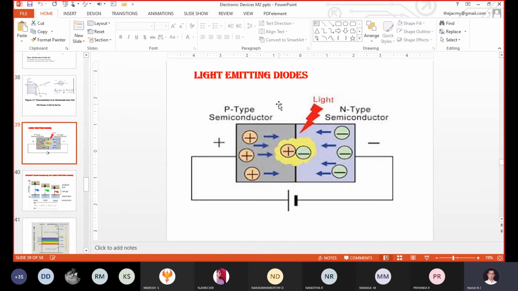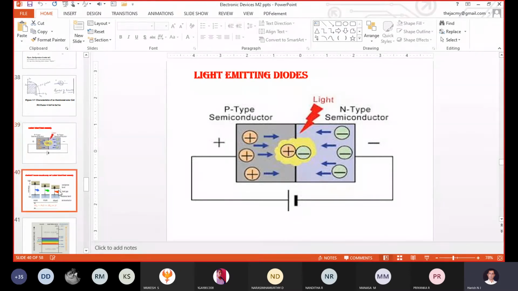So if we are choosing a direct band gap semiconducting material whose energy gap is more than 1.8 electron volt, those kinds of materials, or those kinds of PN junction diodes, will emit light at the time of the recombination process, correct?